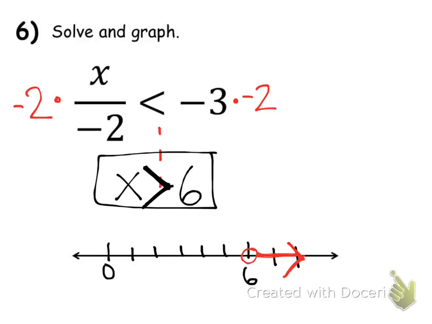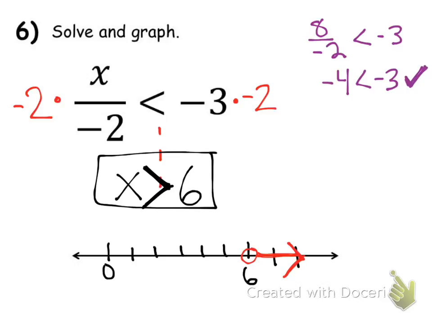Now, remember yesterday we talked about how you could check your work on these? If you want to check your work, just plug in some number from the region that you shaded, like 8. I'm going to plug an 8 in and see if I get a statement that is true. 8 divided by -2 is less than -3. Is -4 less than -3? It is. The more negative you have, the smaller the value of that number.